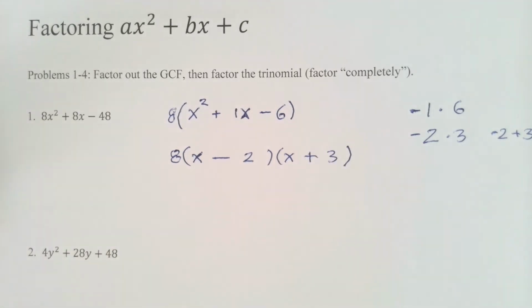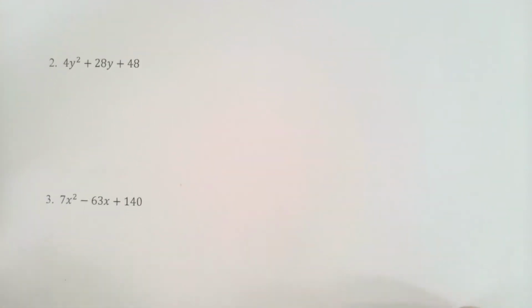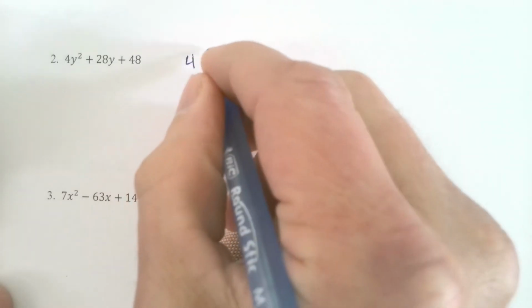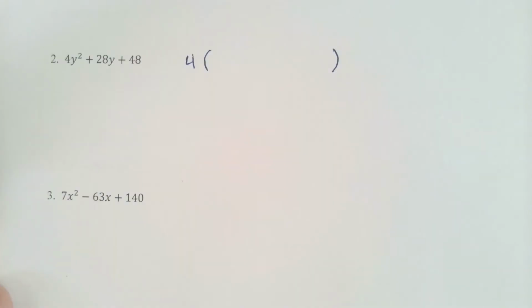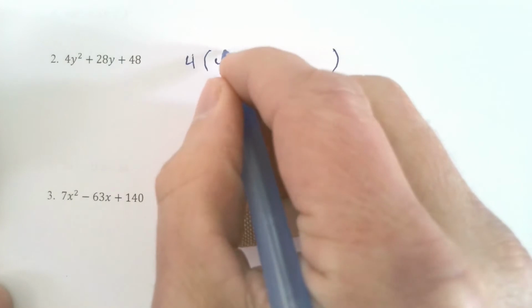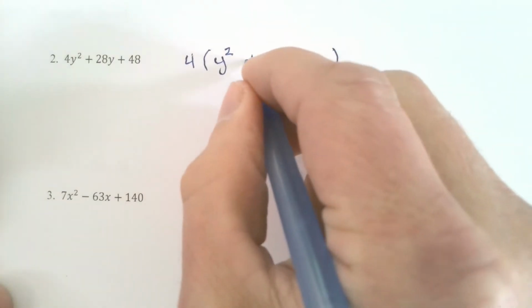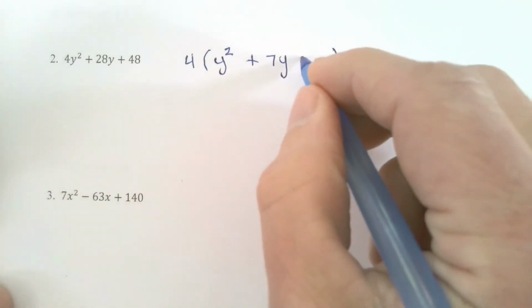Let's do another one. In problem 2, the leading coefficient 4 actually divides into 28 and 48. So again, you're going to want to divide all of these by 4 and pull the 4 out of the trinomial and think about what's left behind. Here, 4 divided by 4 is 1, so you have 1y squared. I'm just going to write y squared. 28 divided by 4 is 7, so I'll have 7y, and 48 divided by 4 is 12.